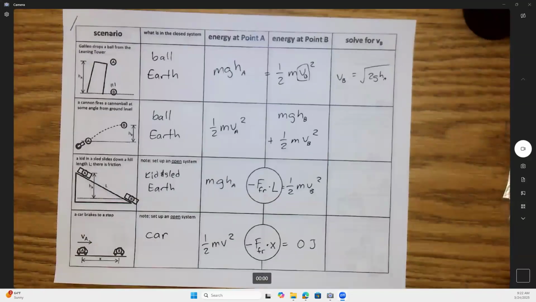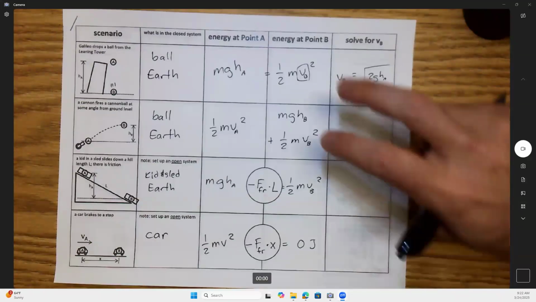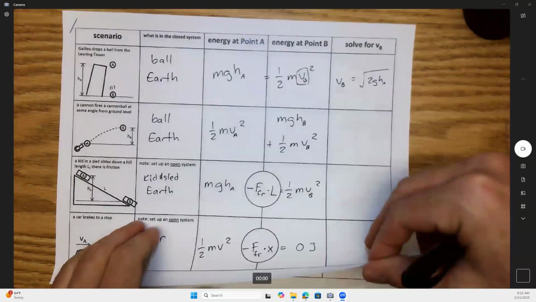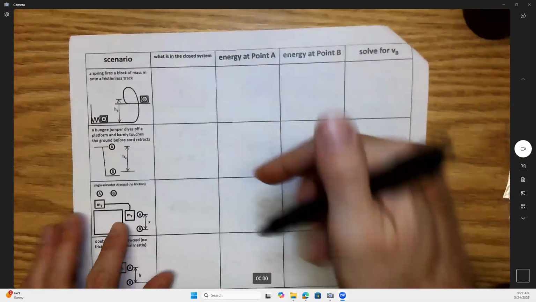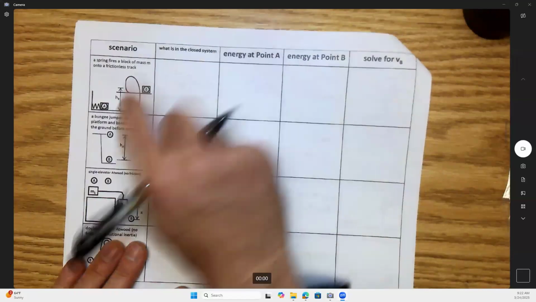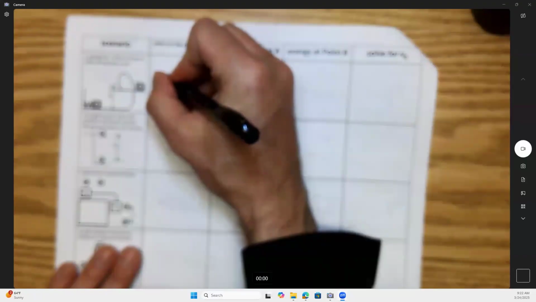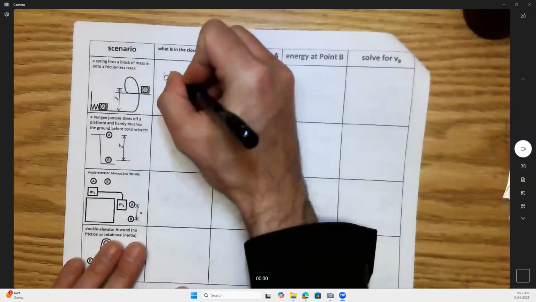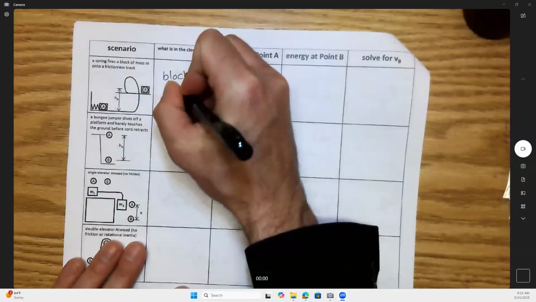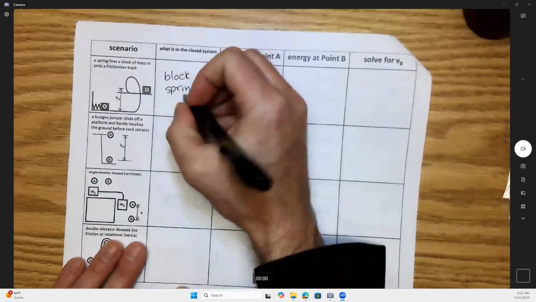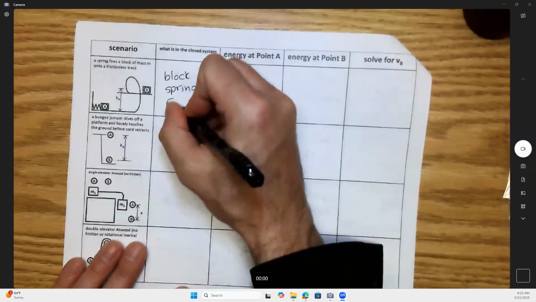So you guys good with these 4 so far? All right. 2 closed, 2 open, and the rest of these are all closed systems. Okay. Ooh. I'm going to put 3 objects in this next system. The what, and the what. Yeah, the block, the spring, and wait, did I hear the third one? The earth. Yeah. Block, spring, earth.